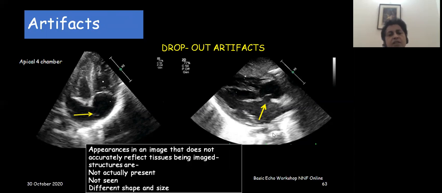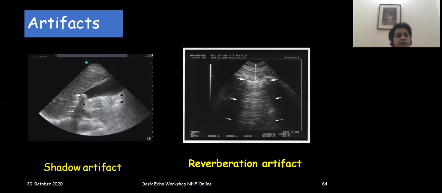So I change the image. This is a subcostal view. The earlier one was the apical four-chamber. In the subcostal view, I can actually see the interatrial septum well. So either it appears as though the tissues are not actually present, or they are seen in different shapes and sizes. One needs to be aware of the different kinds of artifacts.